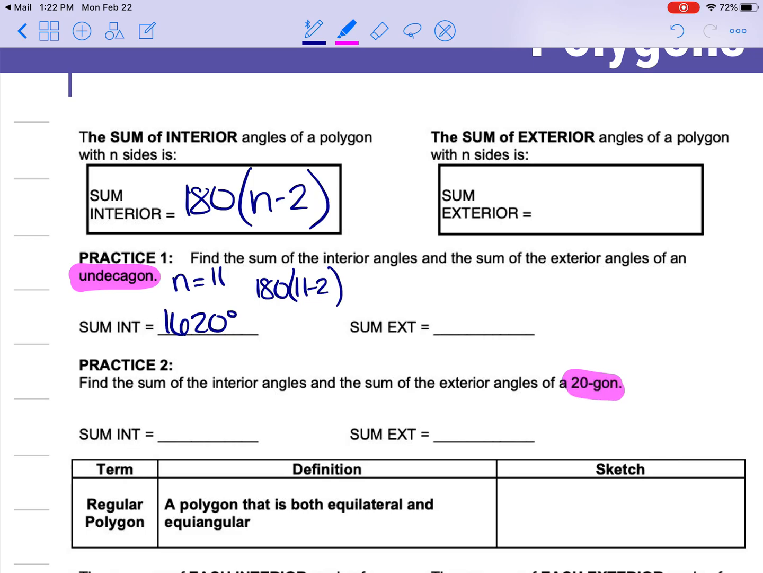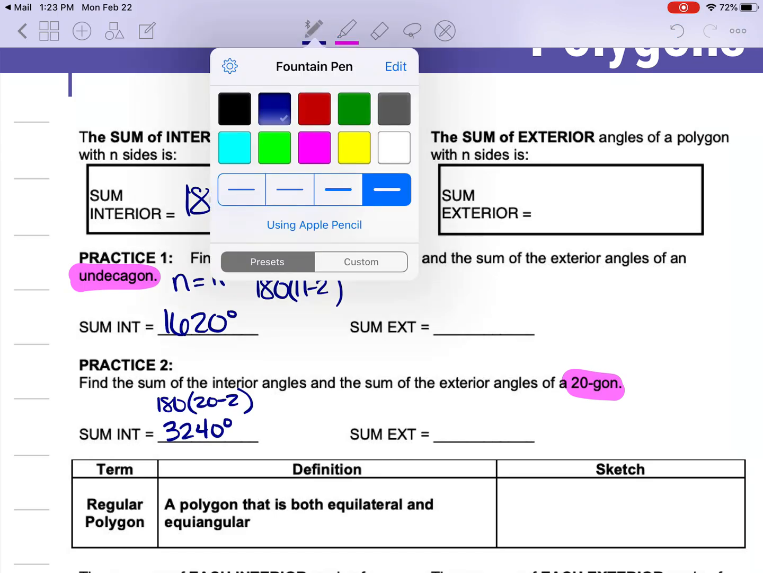We have a 20gon. So we're going to take our formula, 180 times 20 minus 2, or you can do the subtraction in your head and just say 180 times 18 in your calculator. That is perfectly okay, as long as you remember to subtract 2. And you would get 3,240 degrees total if you were to add up all the angles in a 20gon. Doesn't matter how you draw it, it's always going to add up to 3,240 degrees. Okay, so there's the interior angles. Now let's talk about your exterior.